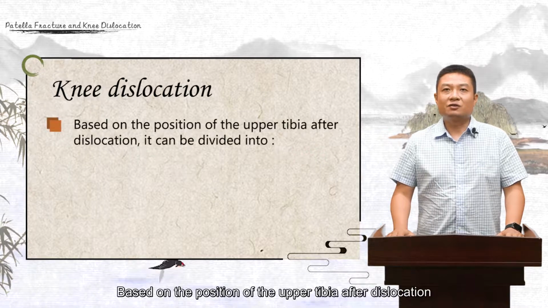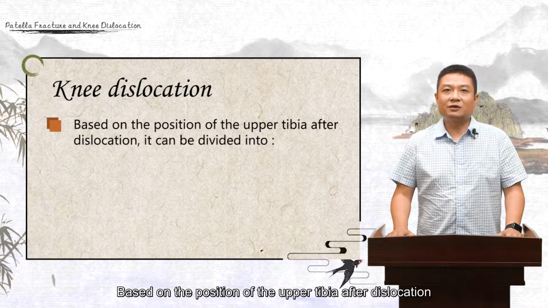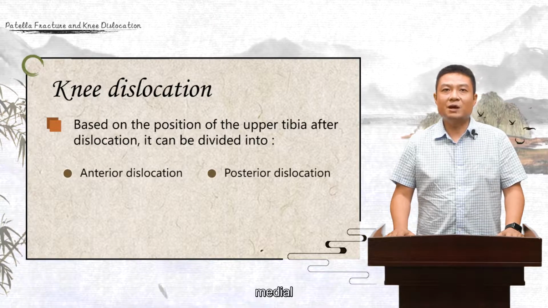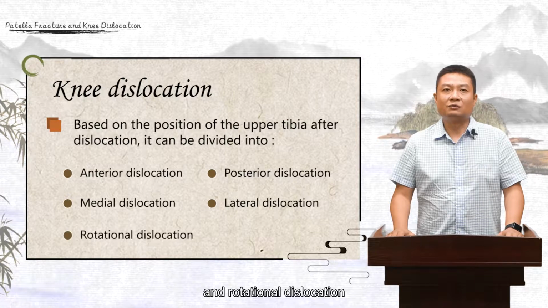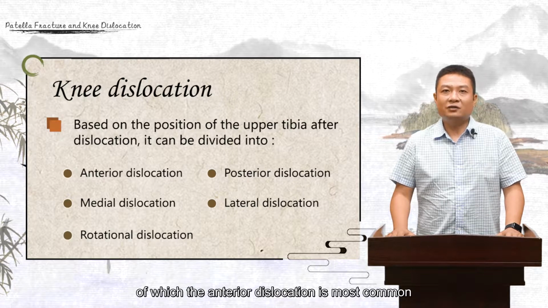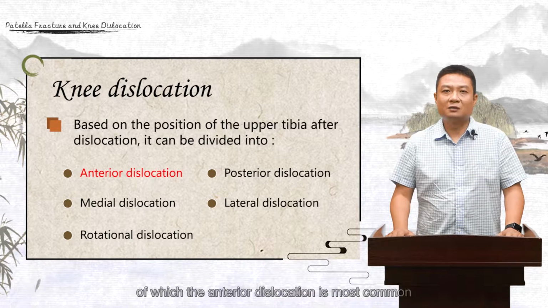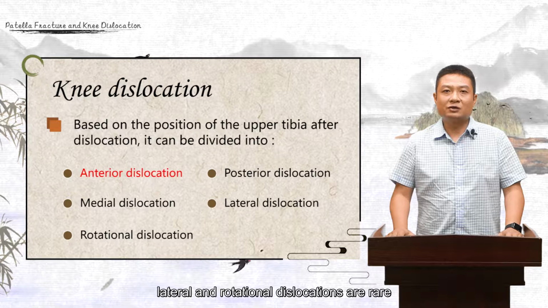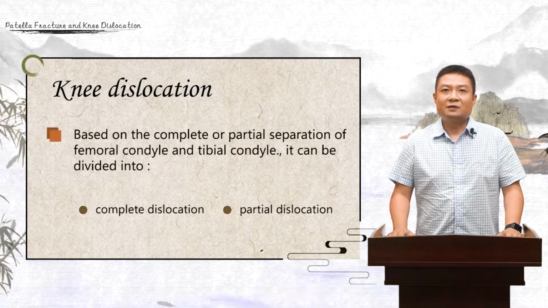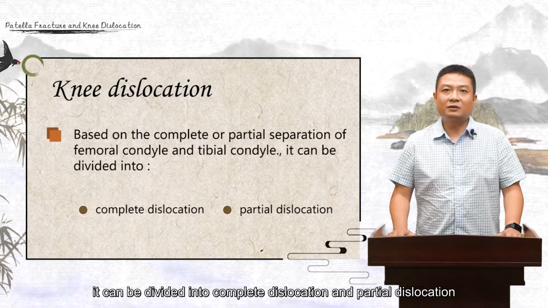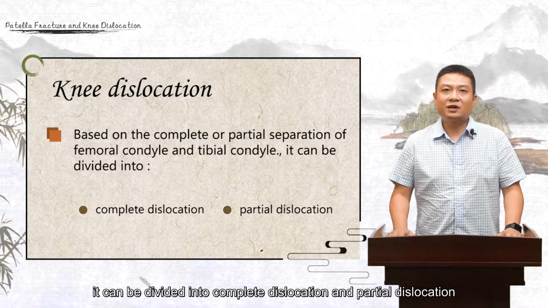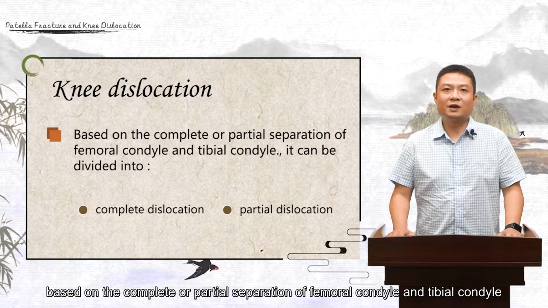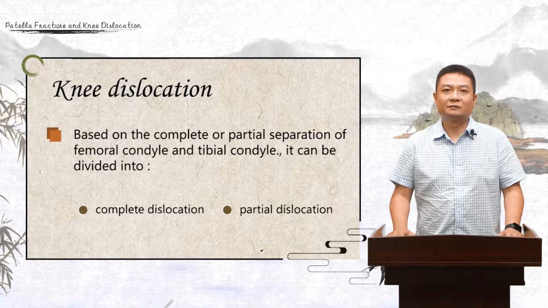Based on the position of the upper tibia after dislocation, it can be divided into anterior, posterior, medial, lateral, and rotational dislocation, of which the anterior dislocation is most common. And the medial, lateral, and rotational dislocations are rare. At the same time, it can be divided into complete dislocation and partial dislocation based on the complete or partial separation of the femoral condyle and tibial condyle.